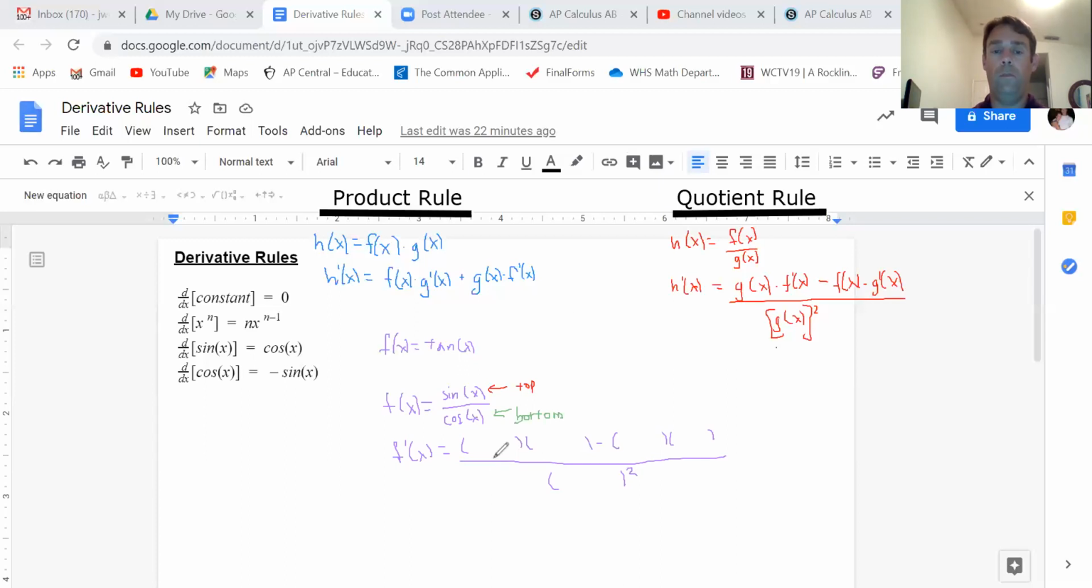So here we go. Bottom, that was cosine x, times the derivative of the top. Derivative of sine is cosine again. Minus top, times the derivative of the bottom. So that'd be a negative sine x. All over the bottom squared.